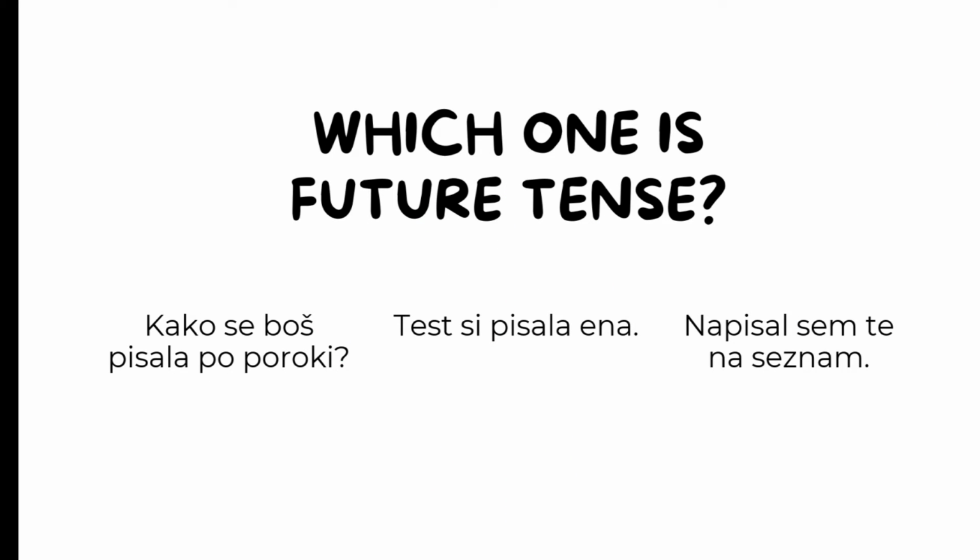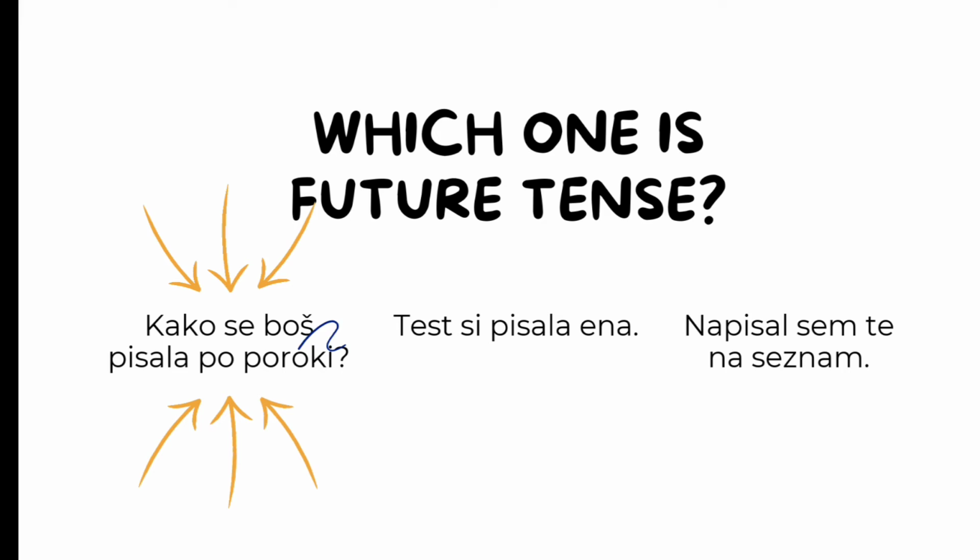And now try to guess which one is future tense. Kako se boš pisala po poroki? Test si pisala ena. Napisala sem te na seznam. Okay, try to guess which one is correct in 3, 2, 1. Okay, so the correct one is kako se boš pisala po poroki?